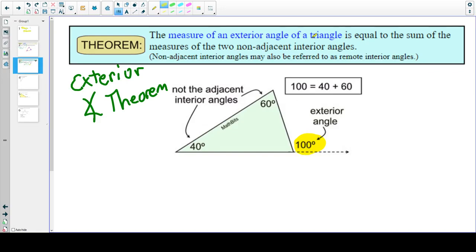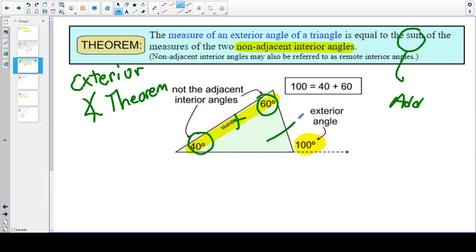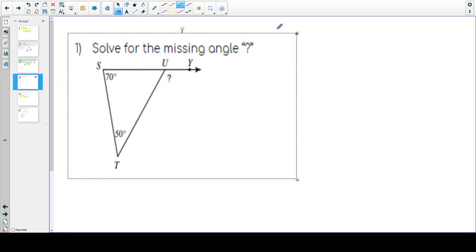The measure of the exterior angle of any triangle is equal to the sum of the angles, and just to remind you, sum means to add. The measure of the exterior angle equals the sum of the measures of the two non-adjacent interior angles. In other words, the angles that are inside the triangle that do not touch this angle. And if we want to check that, 40 plus 60, when you add them together, equals 100.